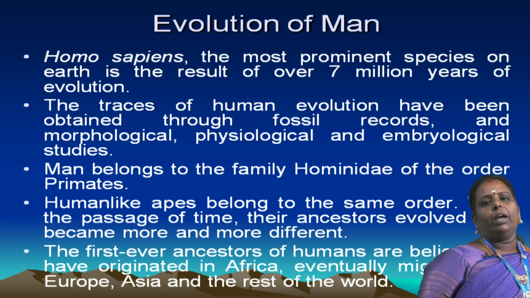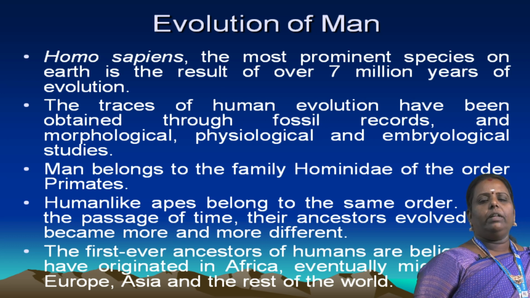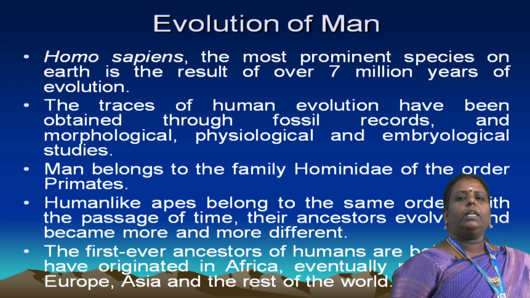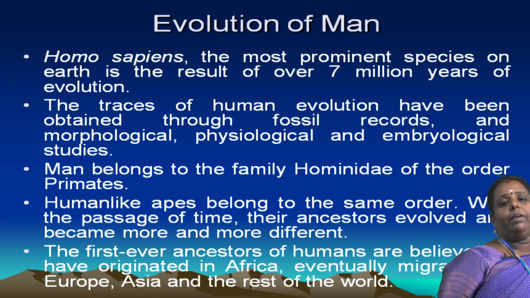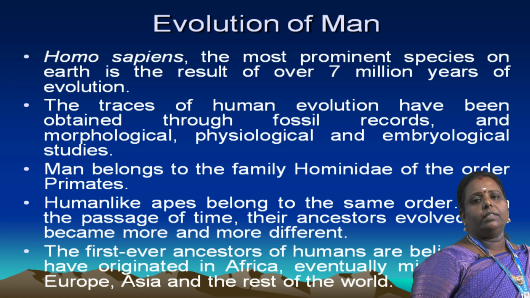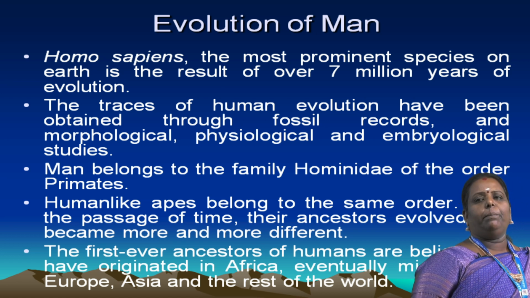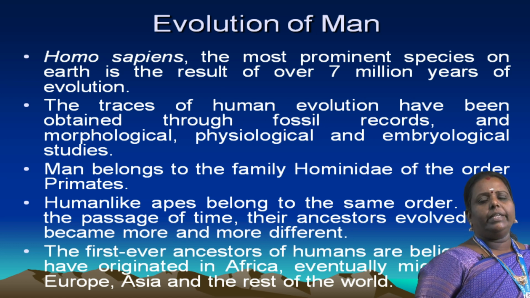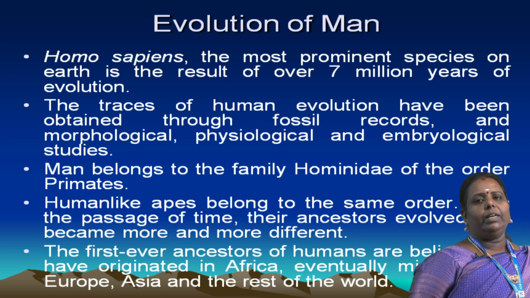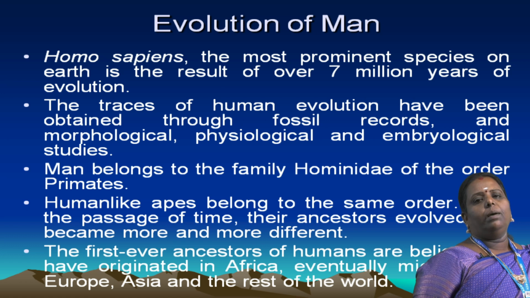What characters do we have to identify? Morphologically we have to identify, physiologically we have to identify, and at the same time, very important, embryological studies. Why do we study embryology? That is very important too. The character is transferred from one generation to another generation. It also explains the formation of morphological and physiological changes in the body.